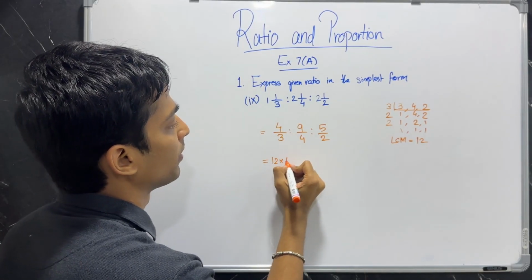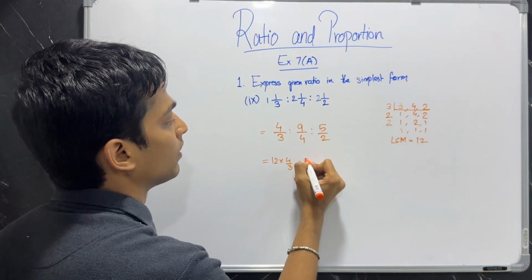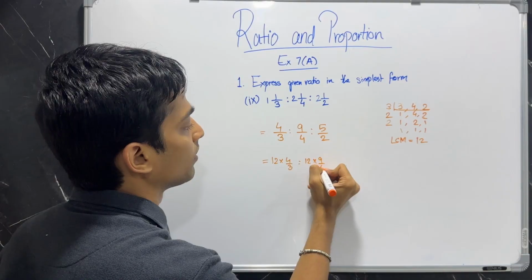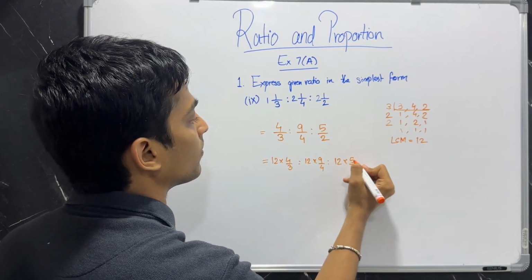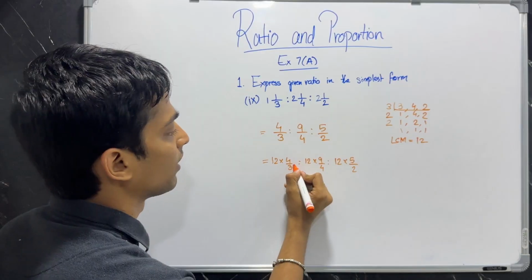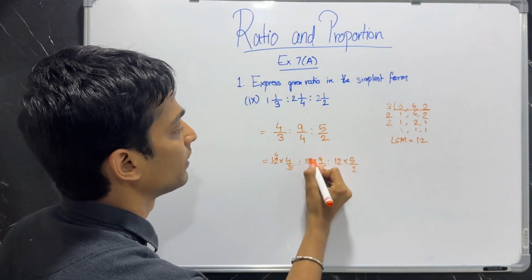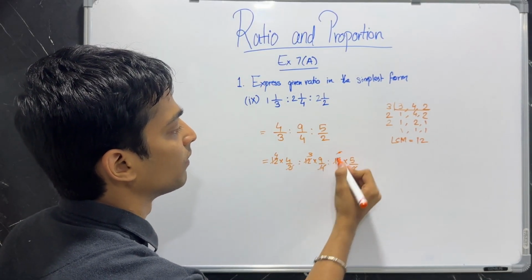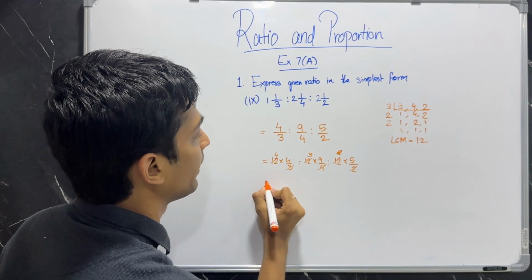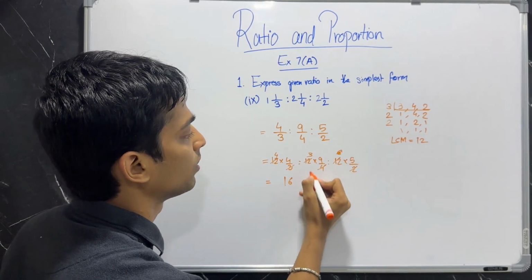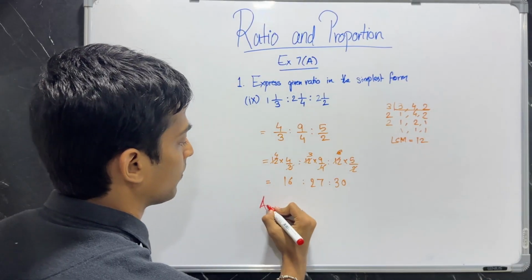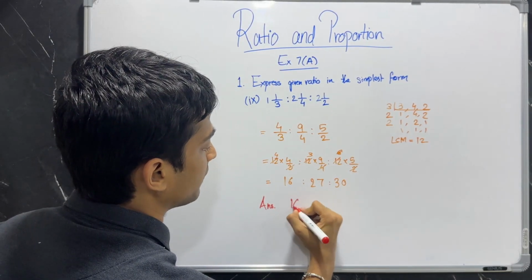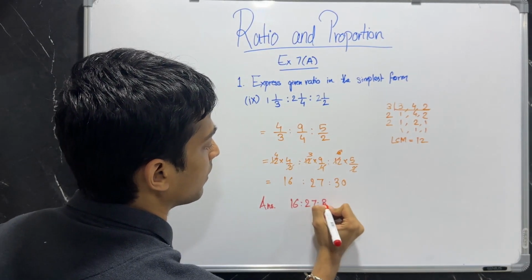So let's multiply 12 with each term: 12 multiplied by 4/3, 12 multiplied by 9/4, 12 multiplied by 5/2. Now we can just cancel out. 3 4s are 12, 4 3s are 12, 2 6s are 12. So we get 16:27:30.